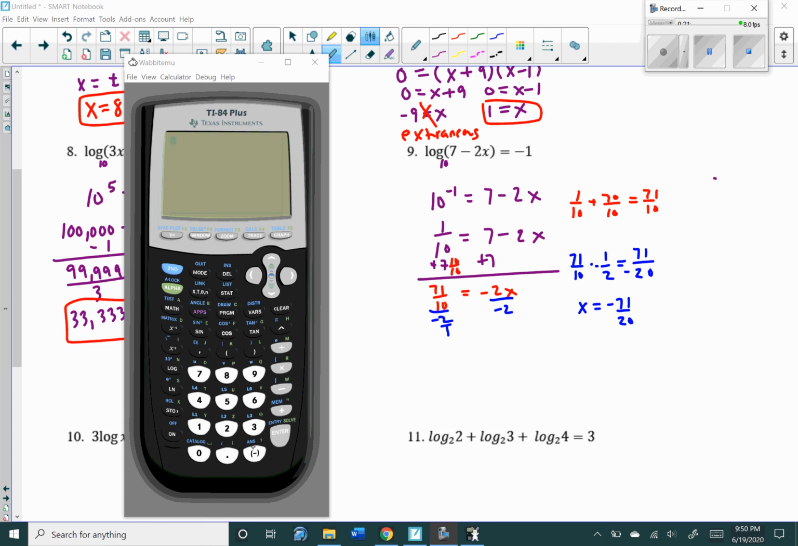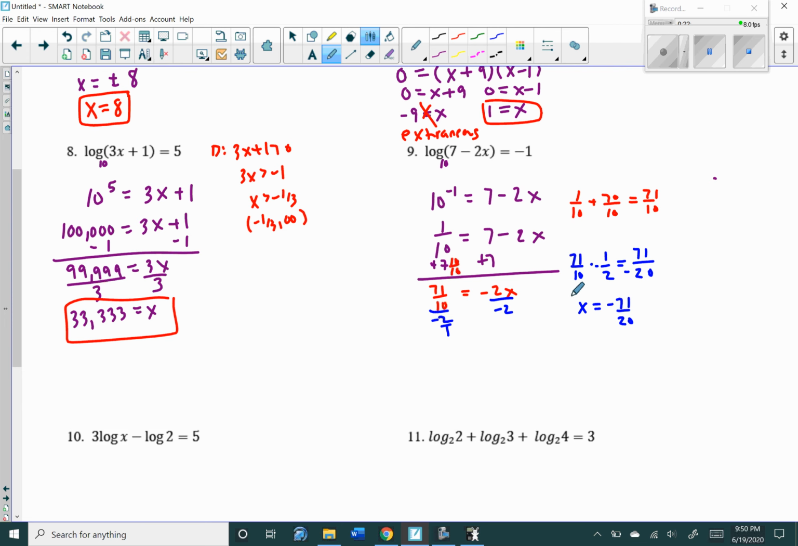And we can use our calculator. So -71 divided by 20, notice is -3.55. I'm going to leave my answer in fraction form though, but just so you know, -3.55, if that helps you to look at the domain.